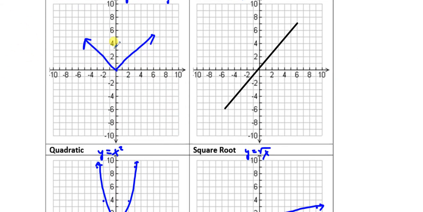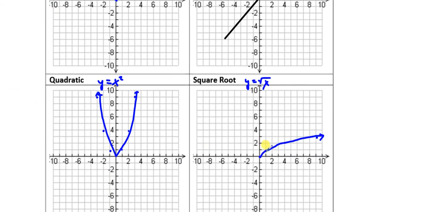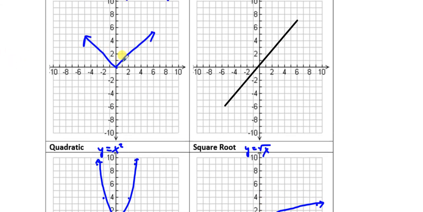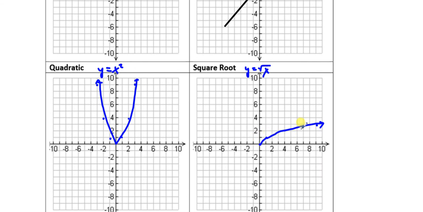Here's your absolute value. It looks like a V. And here's your square root. So the point (1, 1) is on both of these graphs. Absolute value of 1 is 1, and negative 1 is 1. So they're going to be positive numbers for square root. Any other number now, the absolute value function is going to go 1, 1. It's going to go like this, and then it's going to go up. So that's the only point it's going to contain in common.